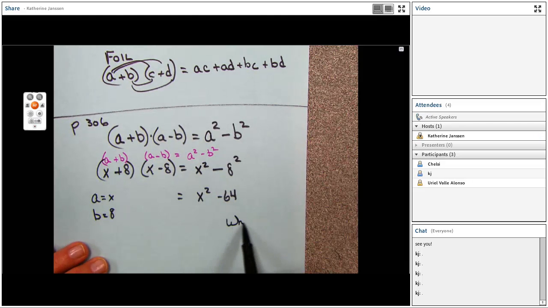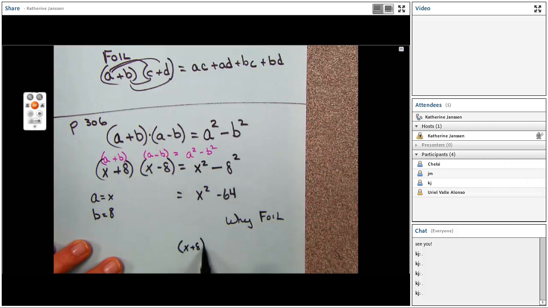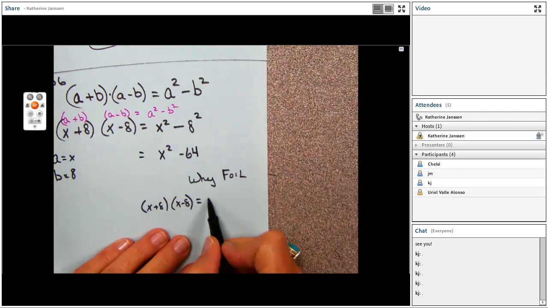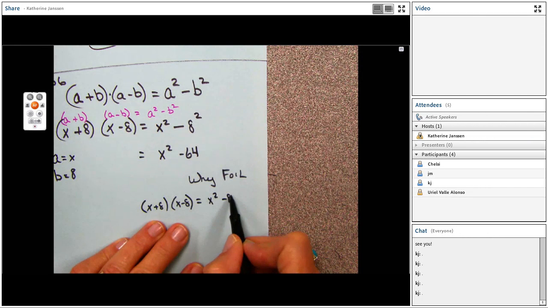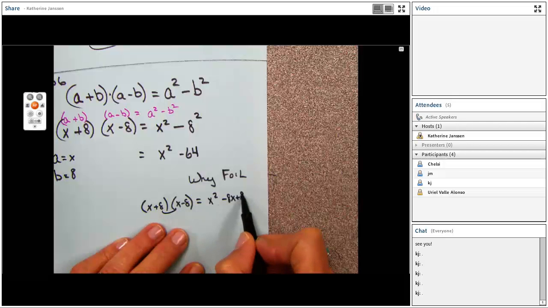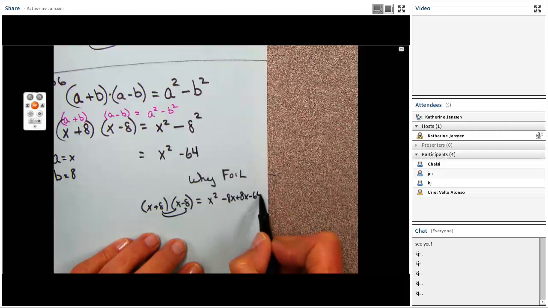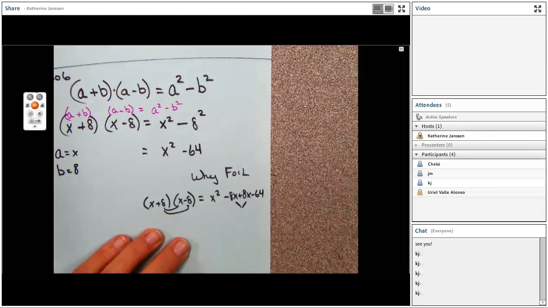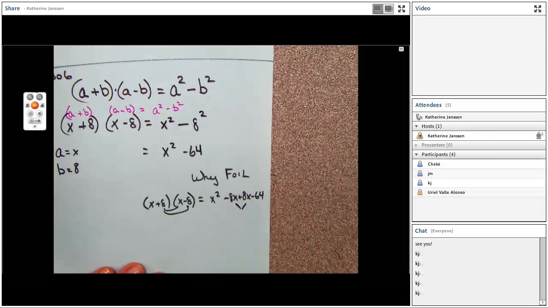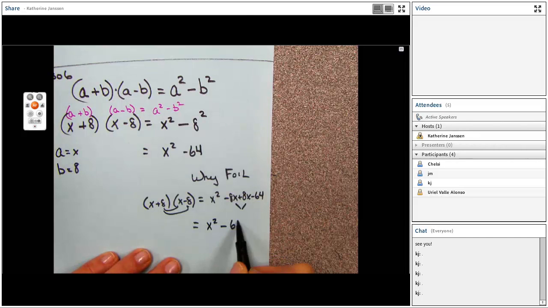Why does that work? Well, let's check with FOIL. X plus 8 times x minus 8. Well, FOIL, that's x squared minus 8x plus 8x minus 64. Collecting those like middle terms, they're going to be opposites of each other every time. It's a pattern. You can count on it. That's why we want to memorize the form patterns. When I collect like terms, I end up with x squared minus 64.